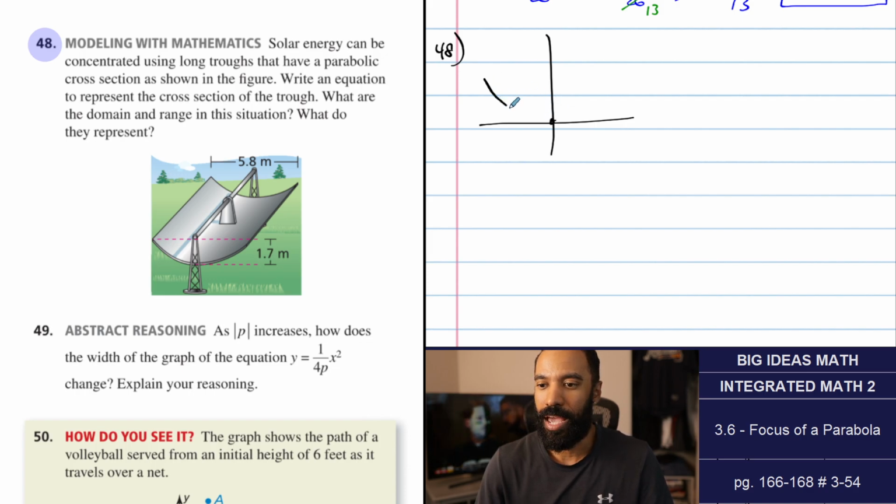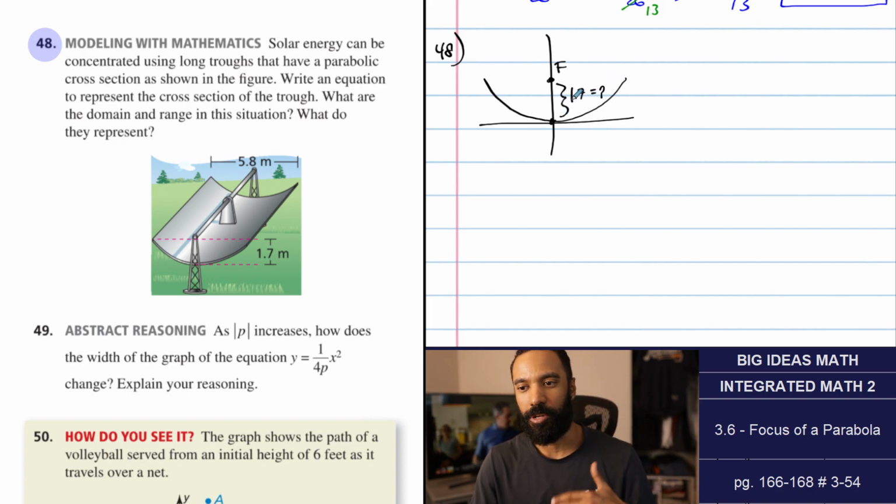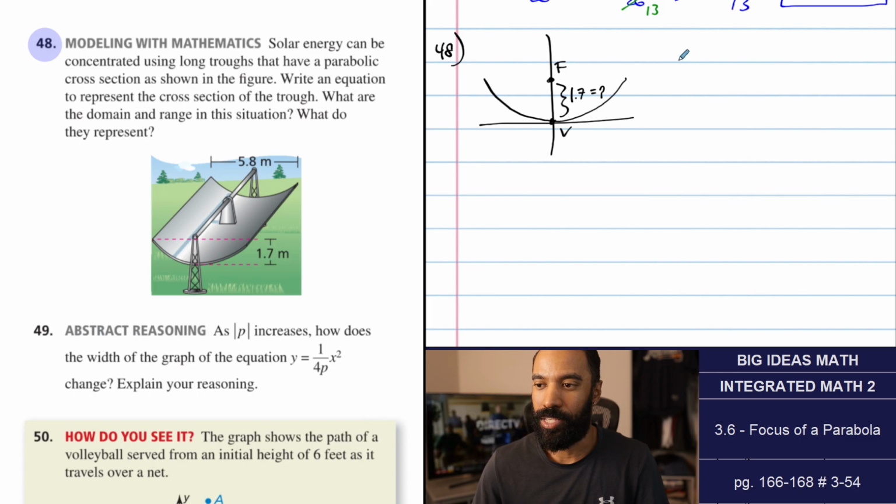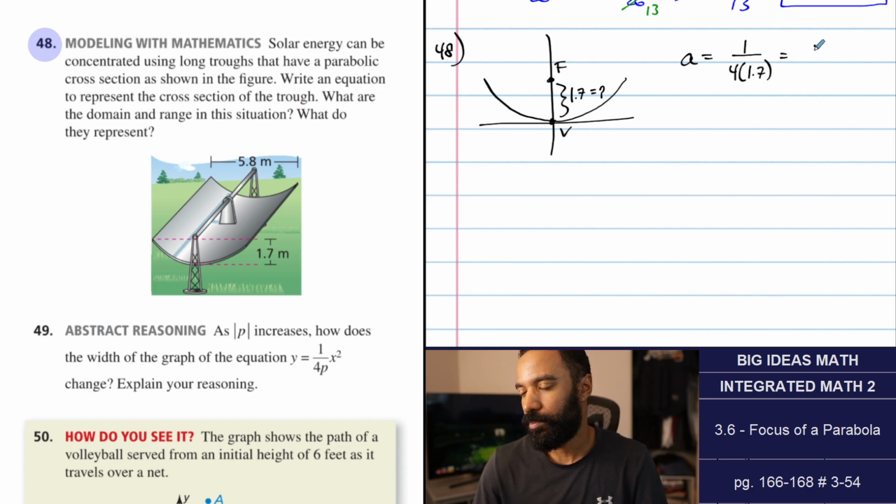So if we have this thing right here, your vertex is going there. This thing hits right there for some focus, and that focus is going to be 1.7. Excuse me, that's P. Your P value is going to be 1.7 based off of your vertex being there. So when they say write an equation, we're going to say that A is 1 over 4P, which is 1 over, I think that's 6.8.